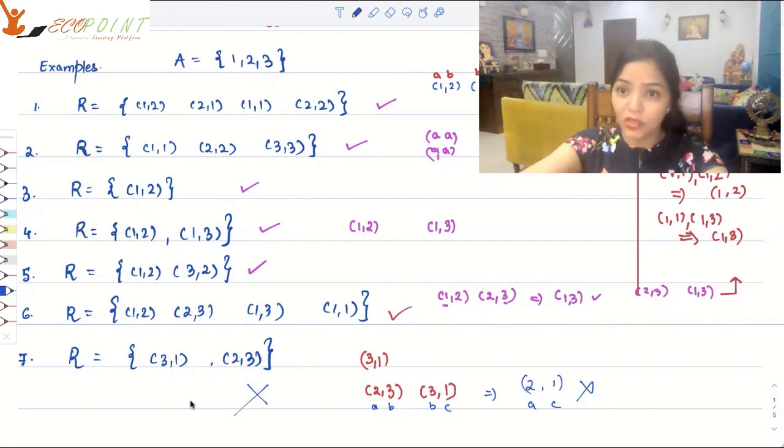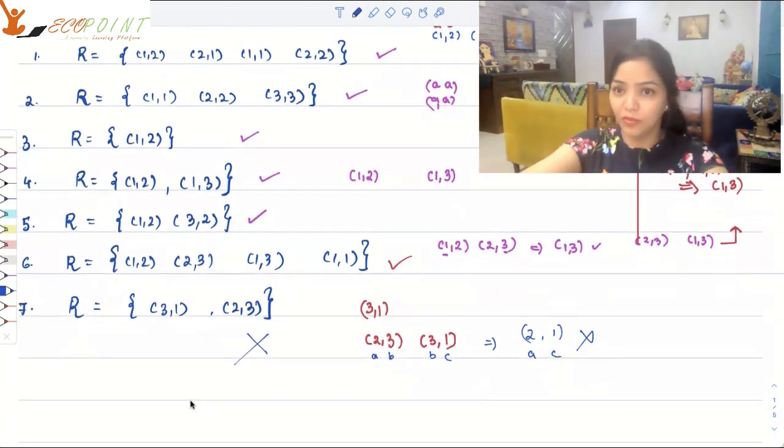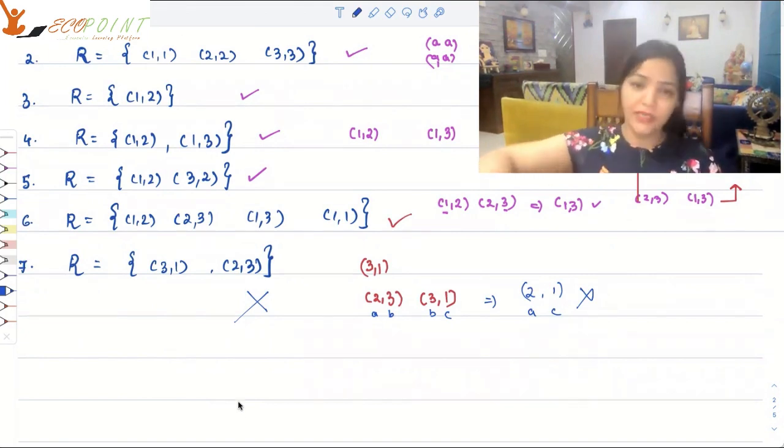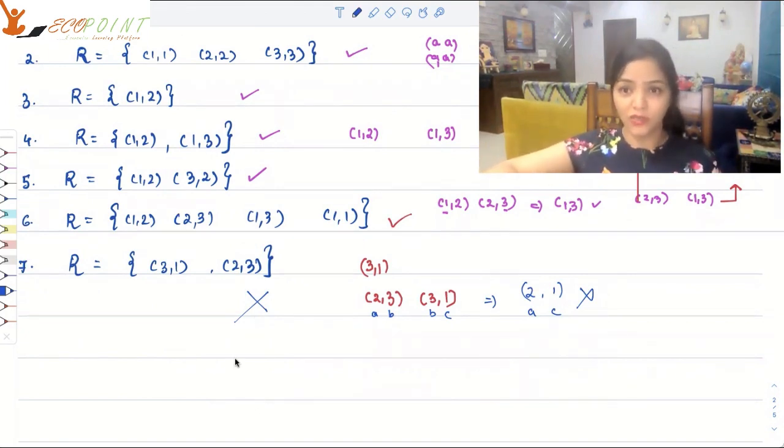Which relation is not transitive? I gave you a general example. Earlier, I gave you an example with natural number of successor. And here, I've given a relation set in which that third ordered pair is not there. So in case the prerequisite is happening, but the final result, the implication result is not happening, then a relation is called intransitive or not transitive, in other words.